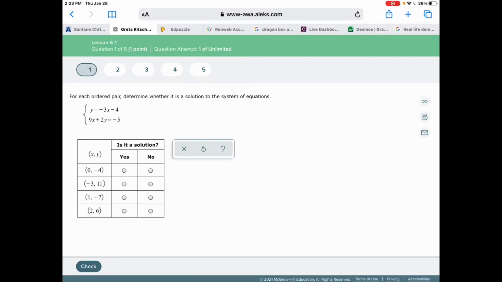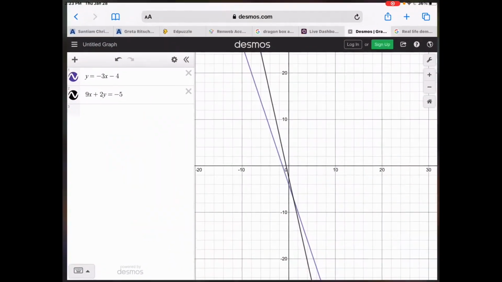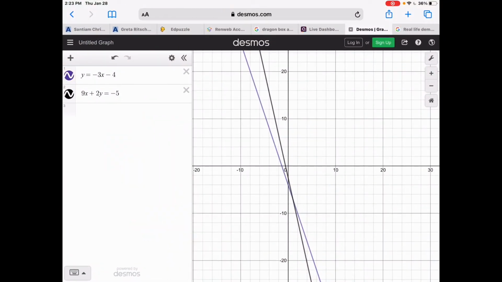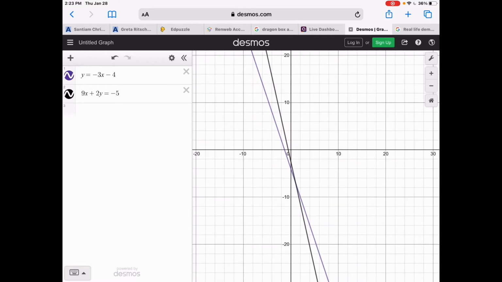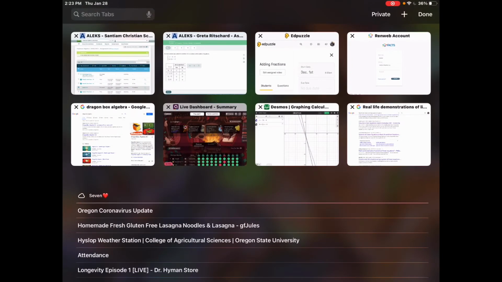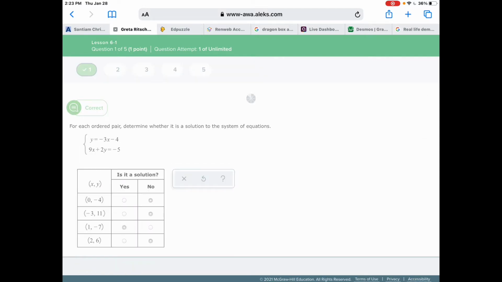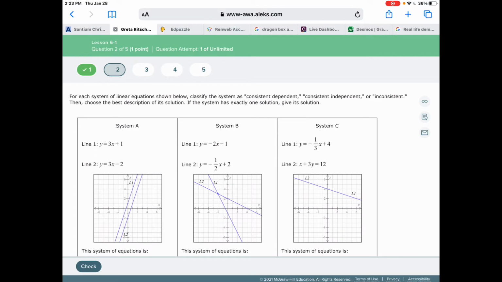This is lesson 6.1, and I'm going to demonstrate the Alex homework problems. In the very first problem, we're asked to graph the two equations, and I have done that in the Desmos graphing calculator here. I've graphed the two equations, and we saw that the two lines cross at the point (1, -7), and so there's only one solution to that. We saw the two lines cross in that one place.